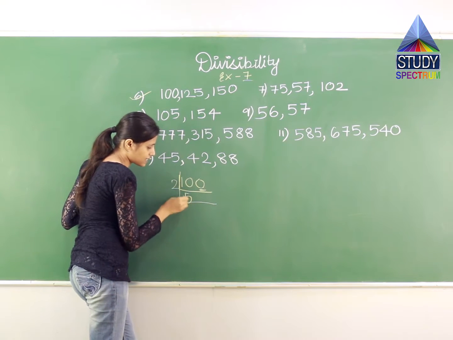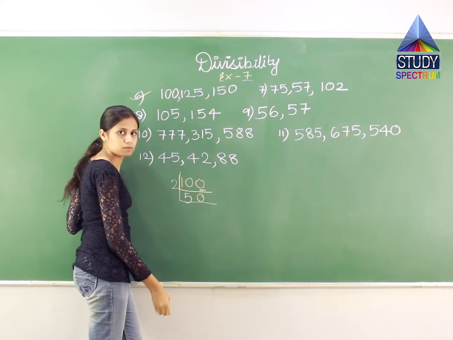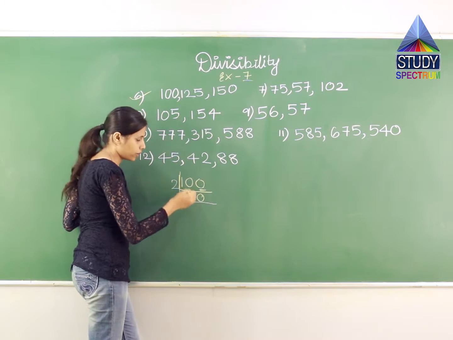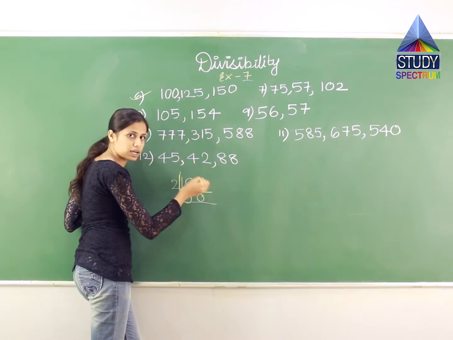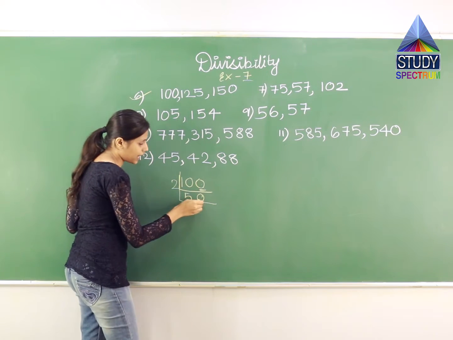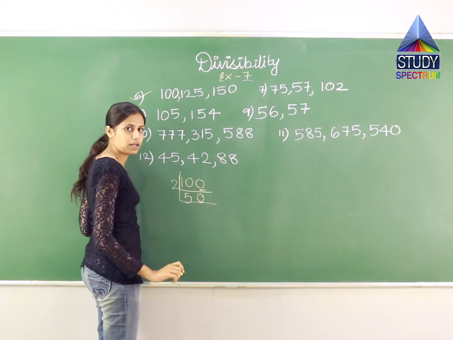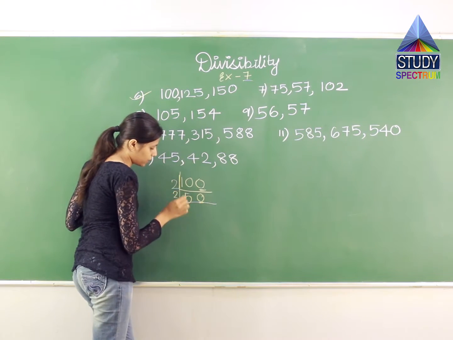2 5s are 10. 2 zeros are 0. So what I got? I got 50. If you don't know to calculate orally, you can just divide 100 by 2. You will get the answer as 50. Now again I have 0 at the end. 0 is again an even number which is divisible by 2. So I'll divide it again by 2.